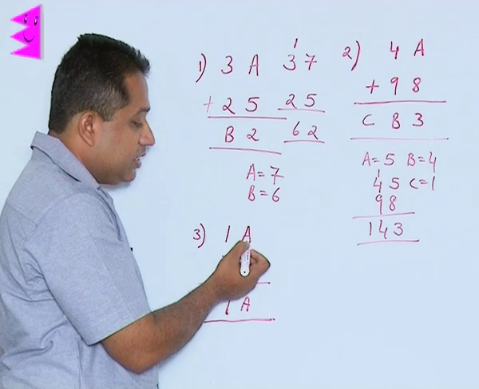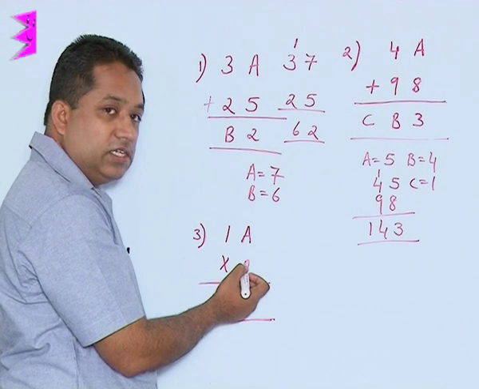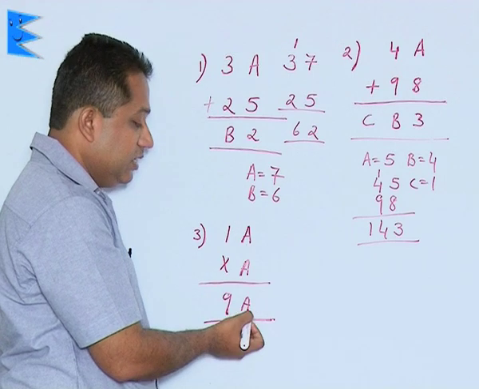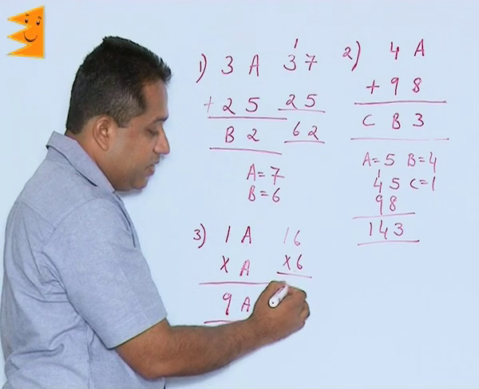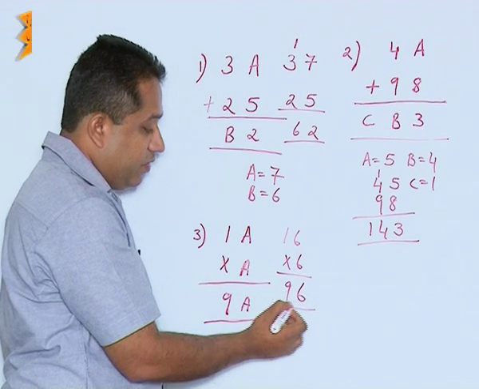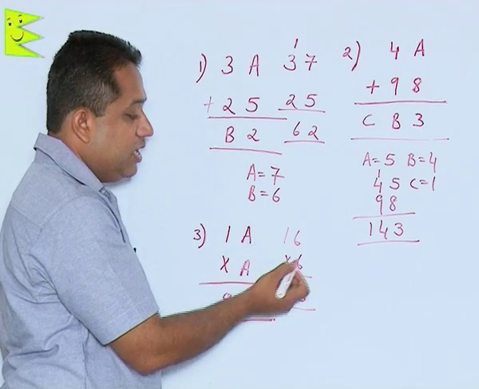Then we go to 6. If I take 6, 6 into 6 is 36, so that's ending with 6. And we also see that when I multiply 16 into 6, we are getting 96. Therefore, we can say the correct value of a here is 6.